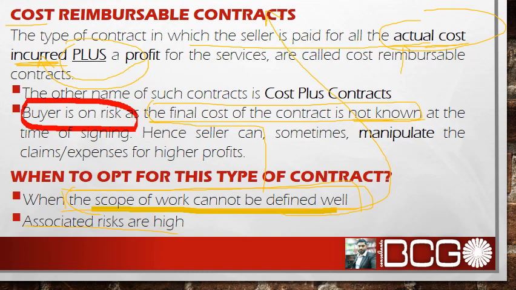Why? Because the supplier can manipulate you for the expenses, due to this particular factor, the actual cost incurred. So in this type of contract, you have to keep an eye on the expenses or bills which are being furnished by the supplier for the actual costs. Be careful.